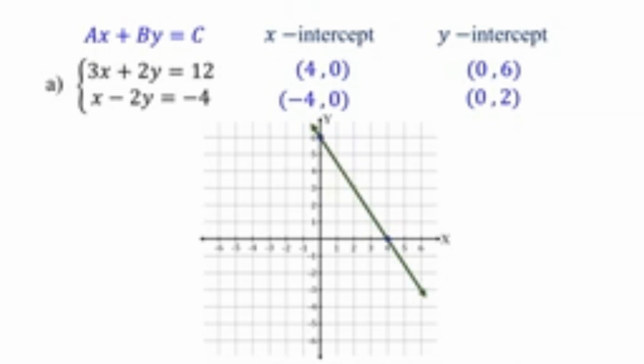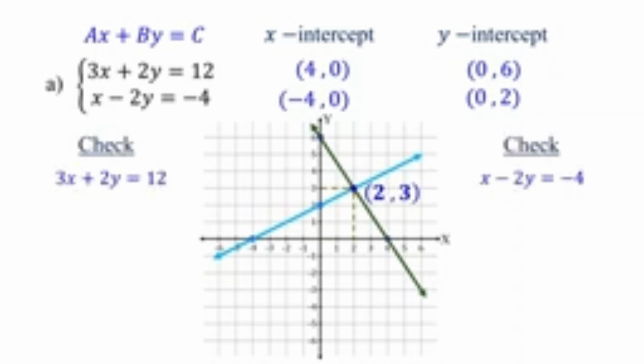For the second equation, plot -4, 0, which is the x-intercept, and 0, 2, which is the y-intercept. Then, connect them with a straight line. This is the line of the second equation. The intersection point of these two lines, which is 2, 3, is the solution to the system of equations.